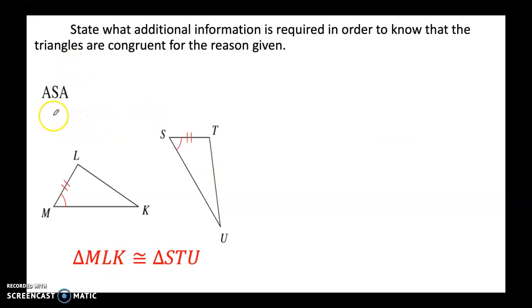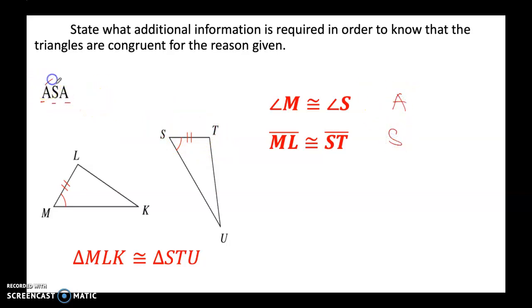Using the ASA, so we have the angle side angle. So based on the given illustration, angle M is congruent to angle S because they have the same arc, and segment ML is congruent to segment ST. So based on the given, we have the angle and side. So we need another angle.